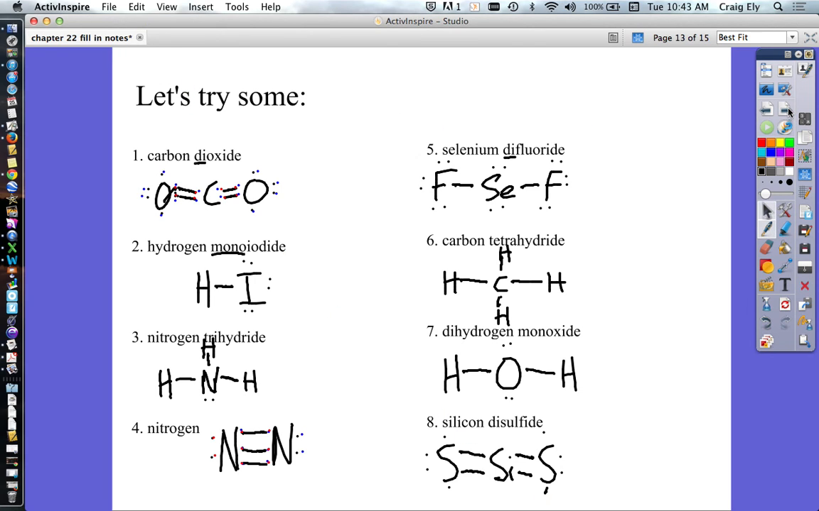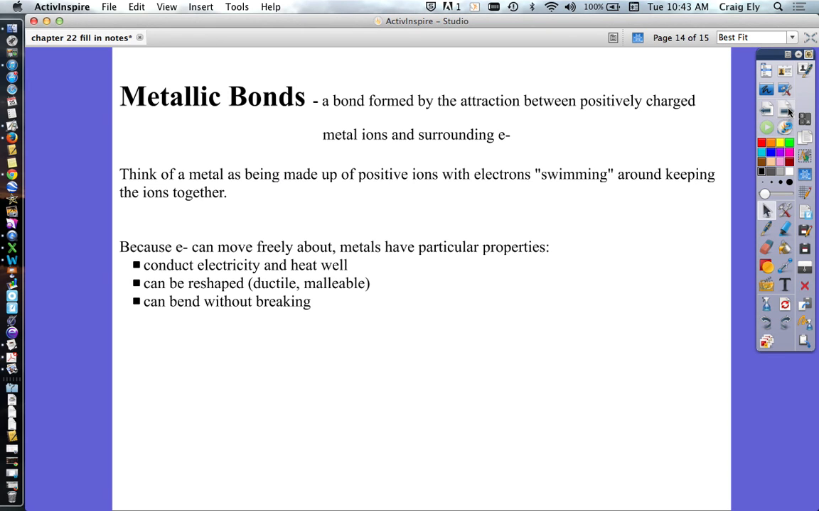All right. Let's move on to the last thing, which is metallic bonds. These are bonds formed between 2 positively charged metal ions. So that's a little bit different. We have a positive and a positive. All right. And then you have a whole bunch of electrons that surround these 2 positively charged metal ions. Okay. They're really different. So just like the next sentence says here, think of a metal as being made up of positive ions with electrons swimming around it, keeping the ions together.